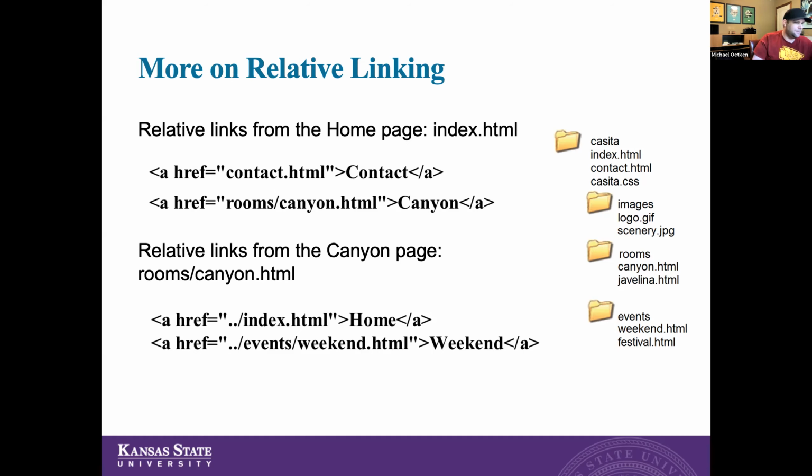Same thing there. For example, if we're in the Canyon page and we need to link to one of the files in the events folder, say we want to go to weekend.html, we need to code that. It's the same thing. First, we tell it to move back out of that folder, so we use the 2 periods. Then we have our slash. But then, like in the first part there, now that we're back in the main directory, we need to tell it to open that events folder. And then once that's open, go to that weekend.html file.